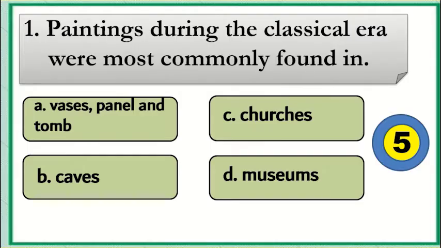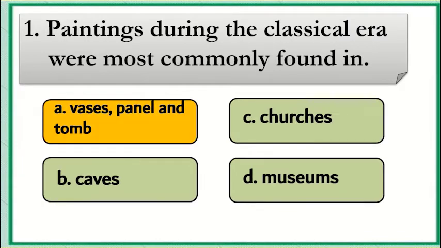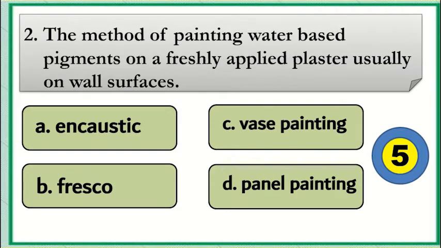Number 1. Paintings during the classical era were most commonly found in A. Vases, panel, and tomb. B. Caves. C. Churches. D. Museums. If you answered A, that's correct. Very good. 2. The method of painting water-based pigments on a freshly applied plaster, usually on wall surfaces.